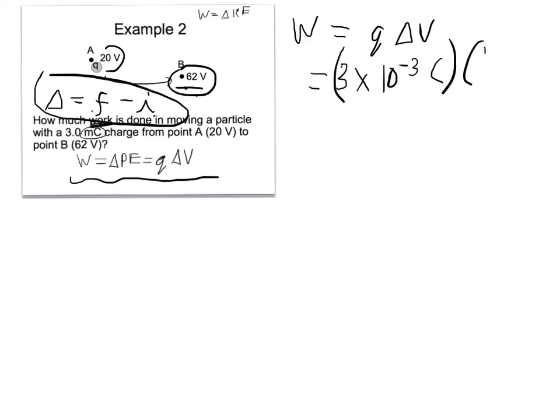So 62 minus 20 is 40 volts. And now we just multiply it out. And I get the work done was 0.12 joules. There we go. That's how you can use work and electric potential energy.